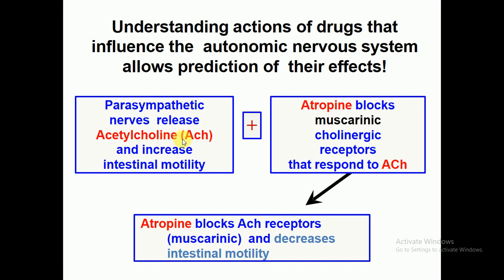The parasympathetic nervous system releases acetylcholine, which is the neurotransmitter, and it can increase the intestinal motility. While in the second case, you know that atropine also comes under the category of anti-cholinergic drugs. So atropine can block the muscarinic cholinergic receptor that responds to acetylcholine.